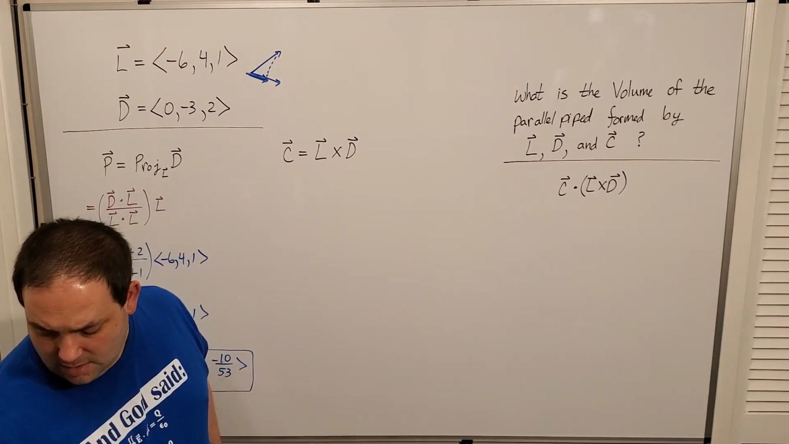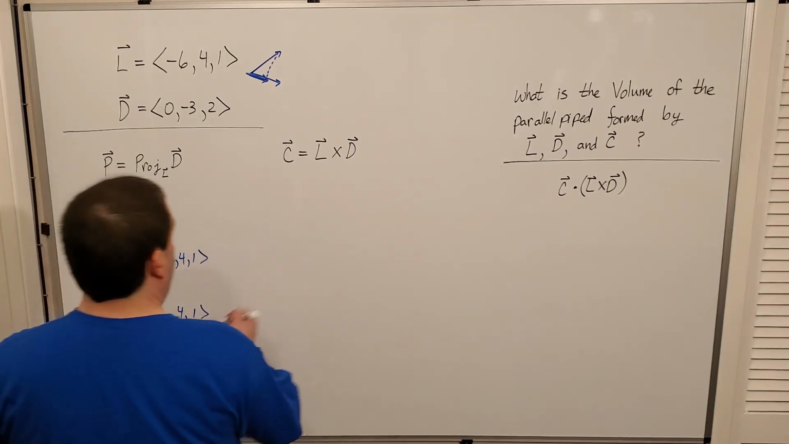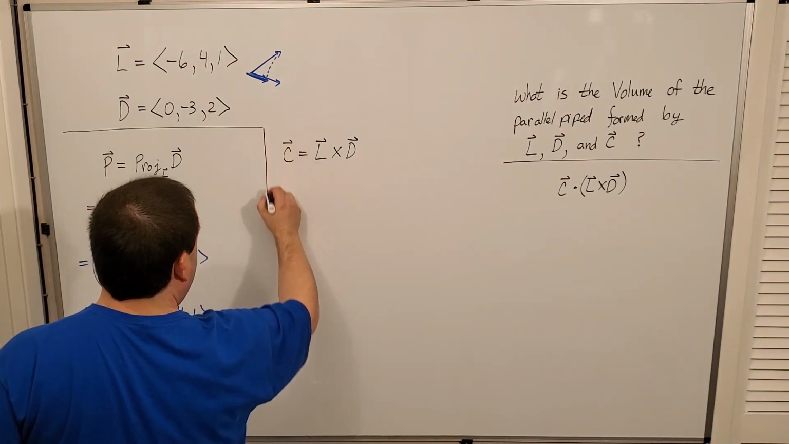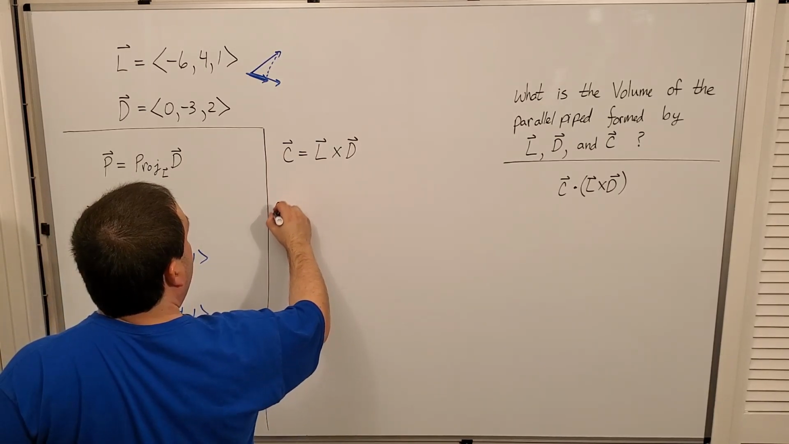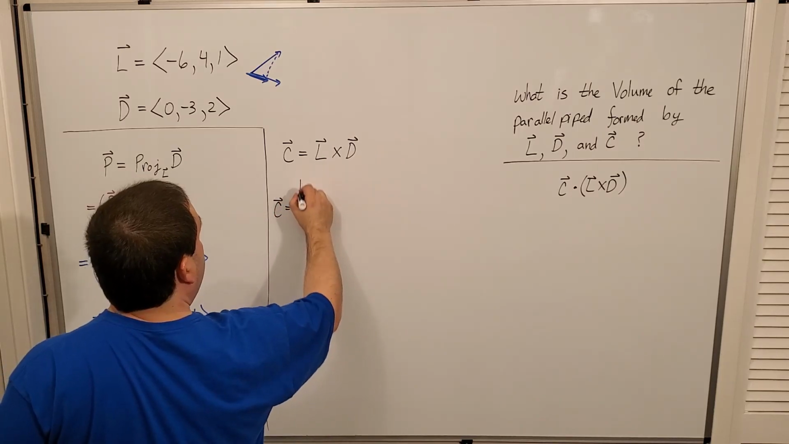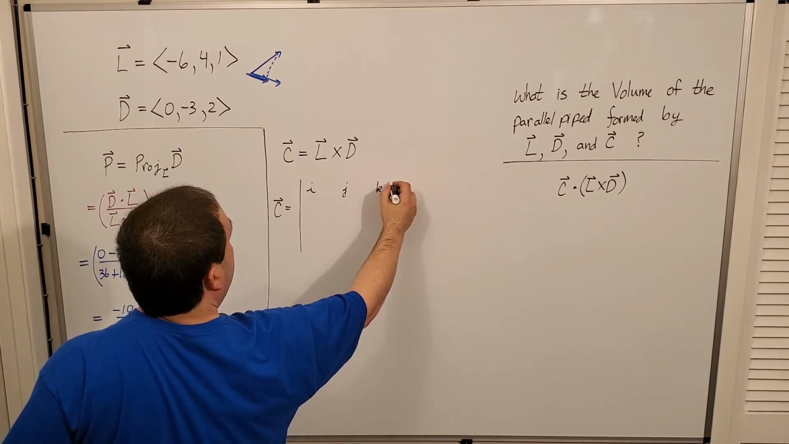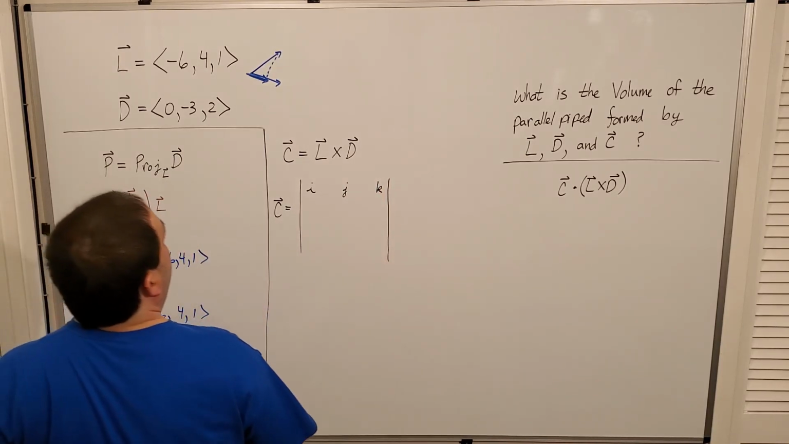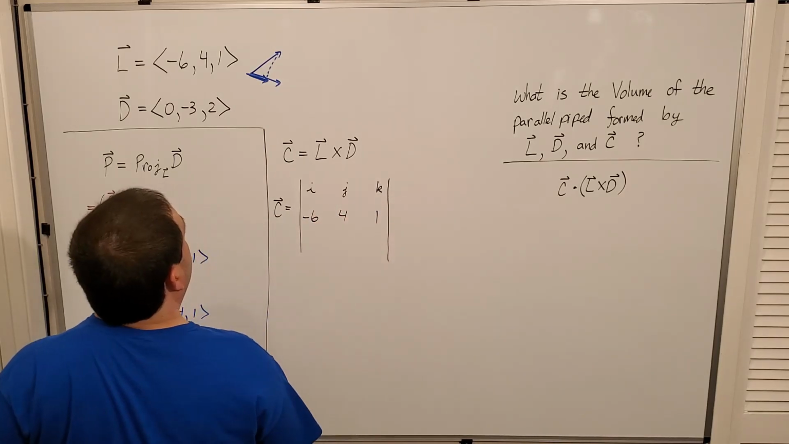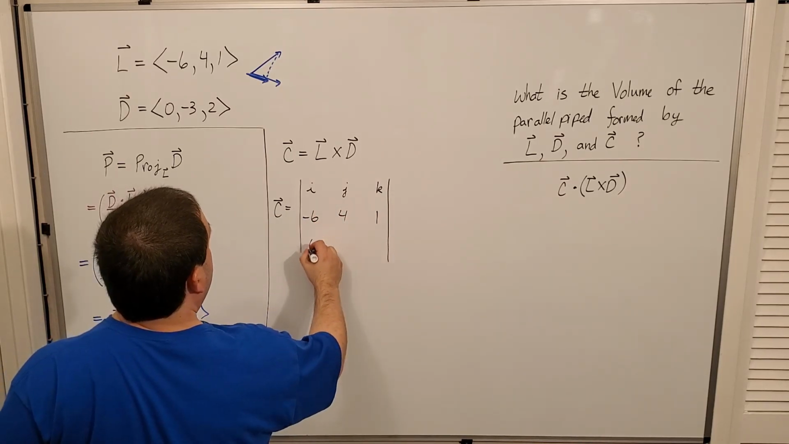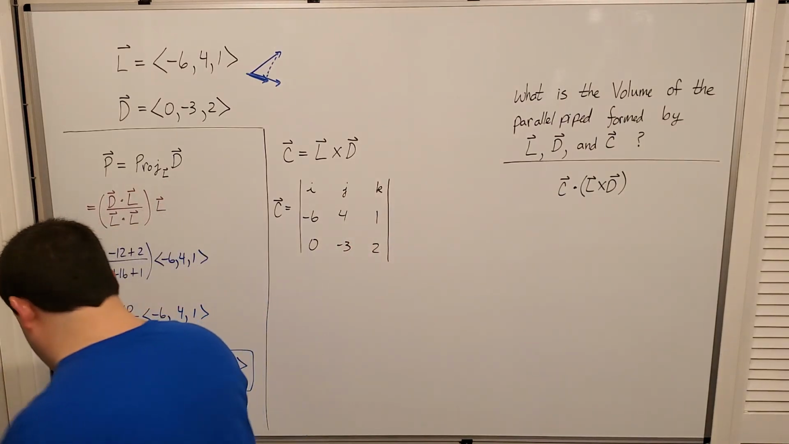Okay, next, the cross product of L and D. Let me divide this up here. So then the C vector would be equal to the determinant of I, J, and K, like so. And then the L vector is -6, 4, and 1. And the D vector is 0, -3, and 2, right?